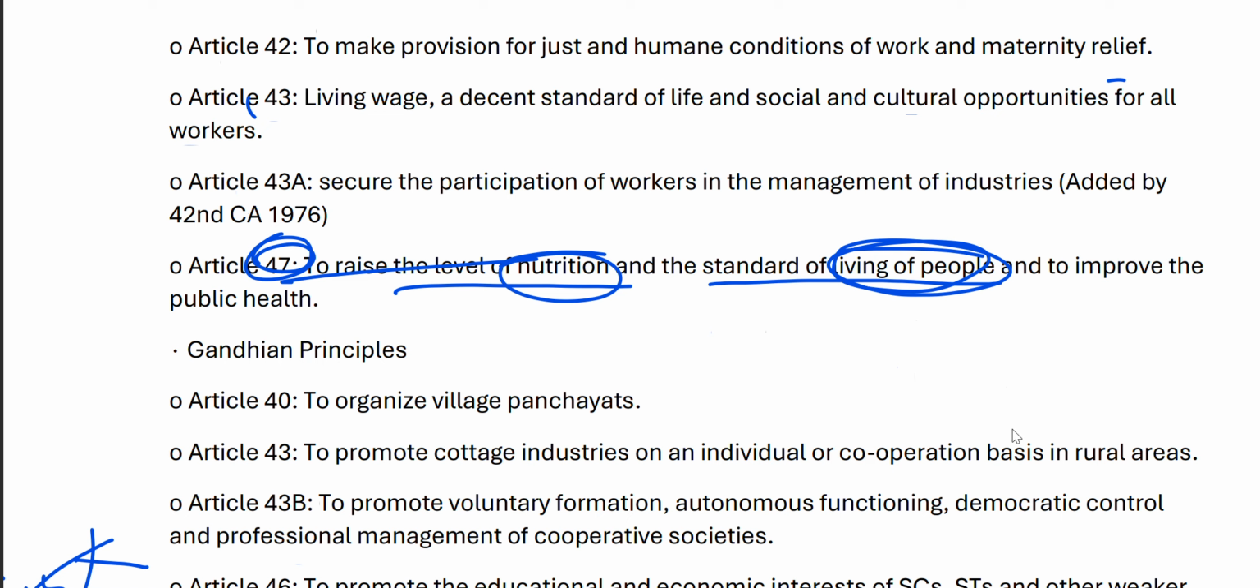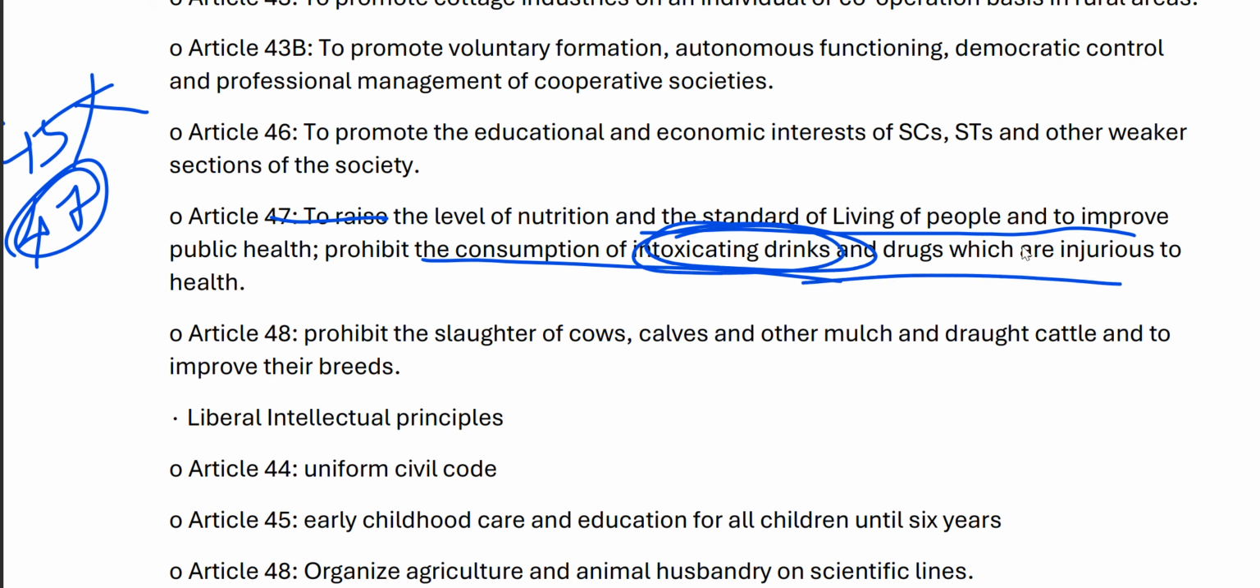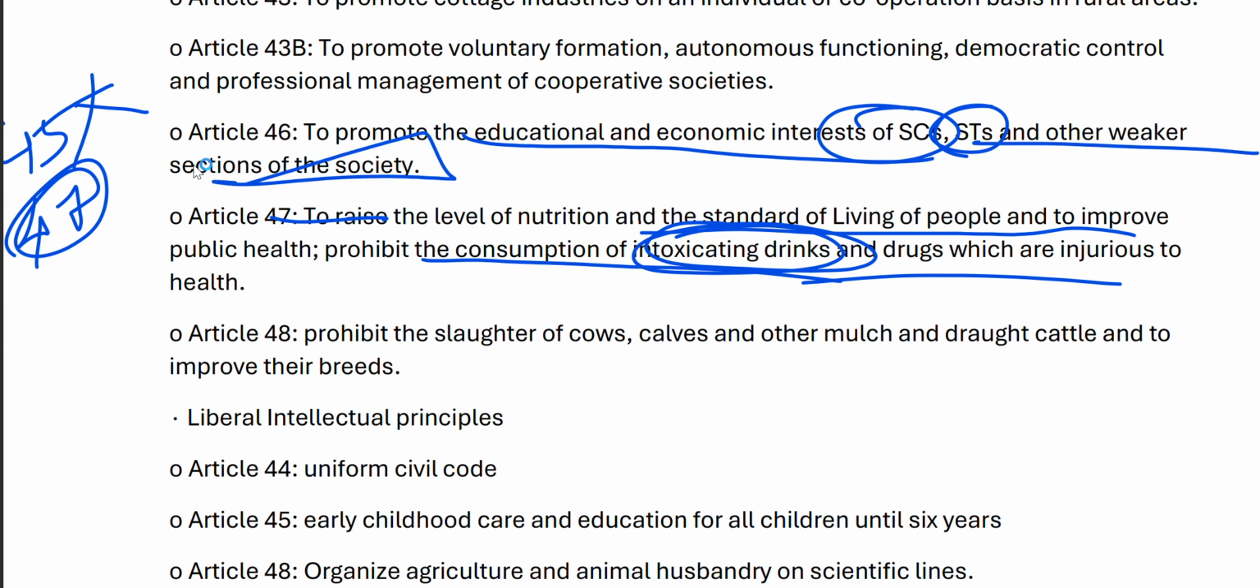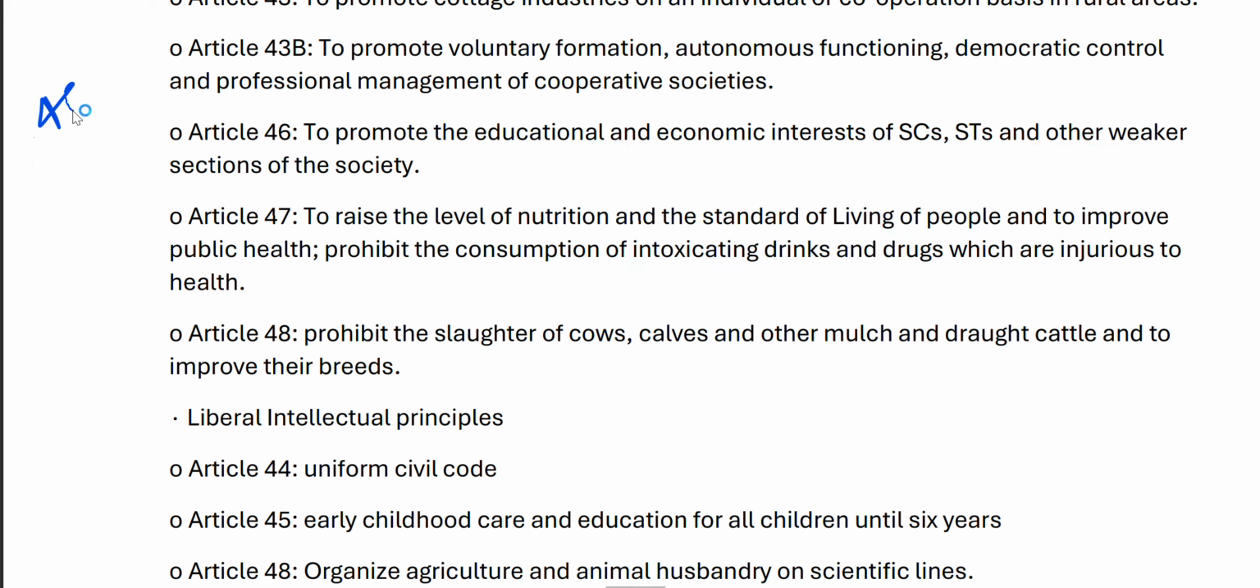Now, again 47: once the people's nutrition is increased, you have to prohibit intoxicating drinks and drugs. For people's health, we need to have prohibition of intoxicating drugs. So raising the standard of living of the people is when we prohibit intoxicating drugs and drinks. Now, what is 46? 46 is to promote the educational and economic interest of the SC, ST, and the welfare of the weaker sections of the society. In 47, we have the people's standard of living and intoxicating drugs.